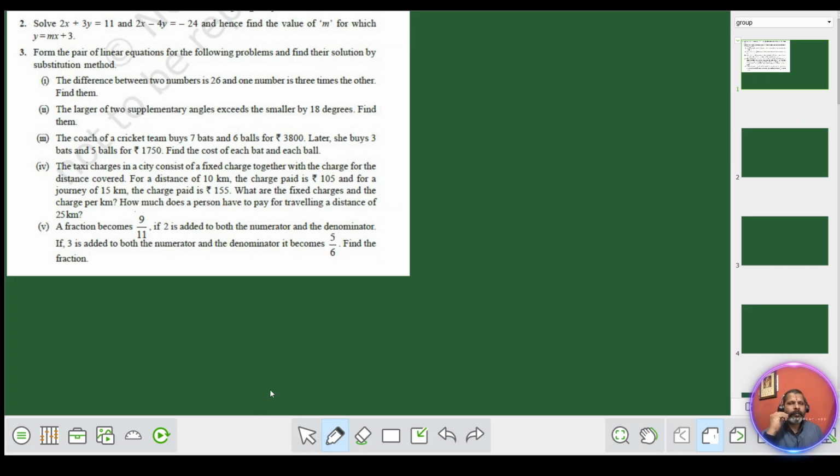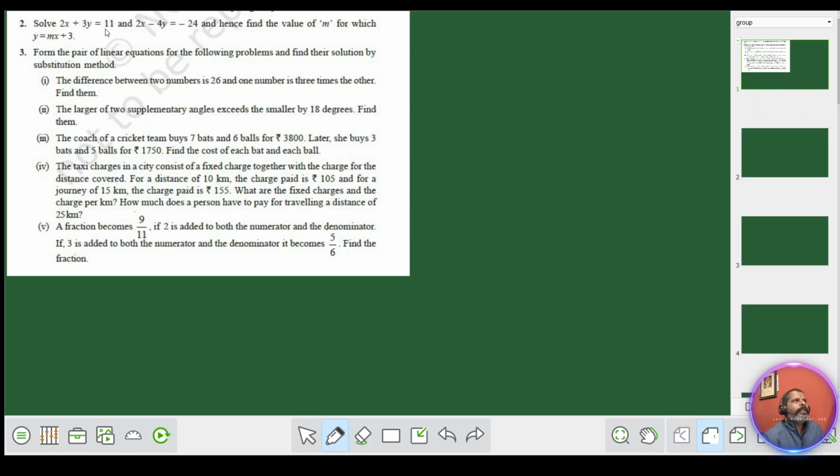Hello students, in this class we will see the continued part of 3.2 exercise, pair of linear equations in two variables. First main we have seen by substitution method. We will see the second main and third main, the complete exercise. Okay. The second main is like this.